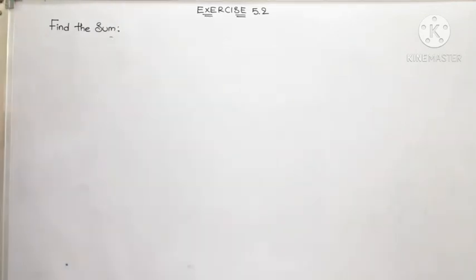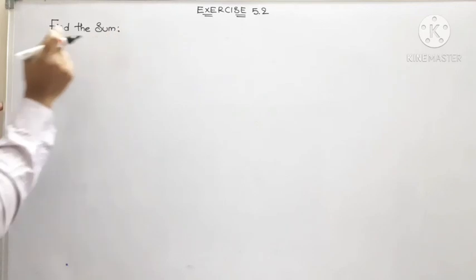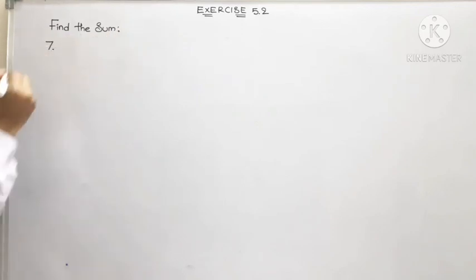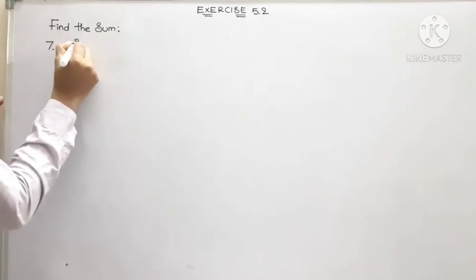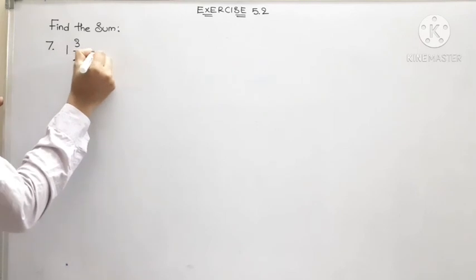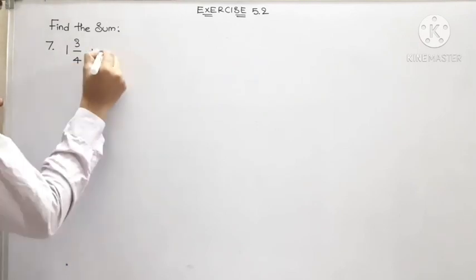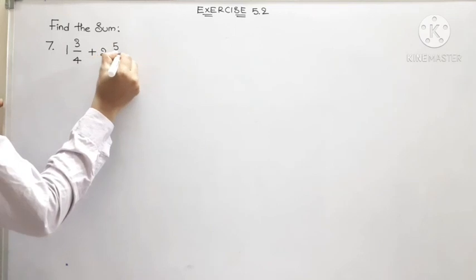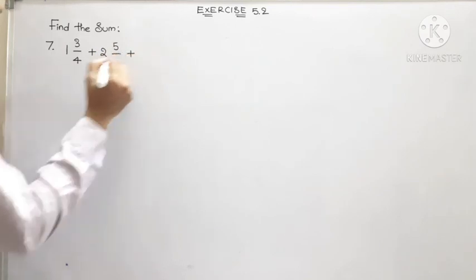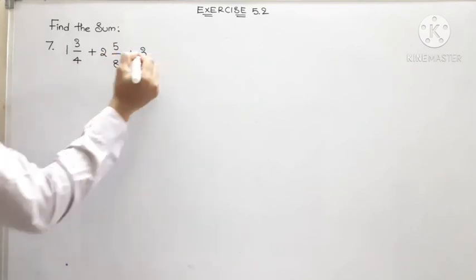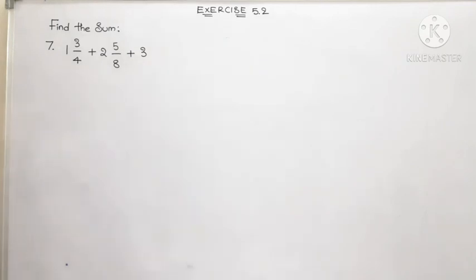So 7th one. Here we have 3 fractions at a time, the same process. 1 3 by 4 plus 2 5 by 8 plus 3.